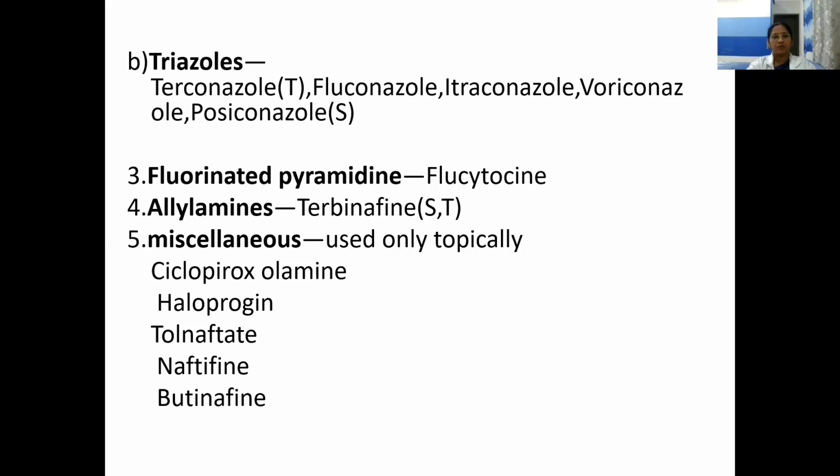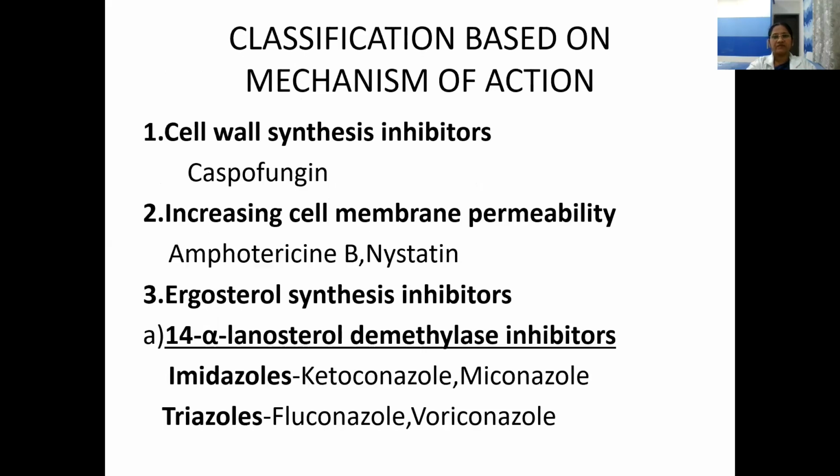Cyclopiroxolamine, haloprozine, tolnaftate, naftifine, and butinafine. And coming to the classification based on mechanism of action, number one, cell wall synthesis inhibitors, that is caspofungin. Second group is increasing cell membrane permeability. The drugs that come under this group are amphotericin B and nystatin.